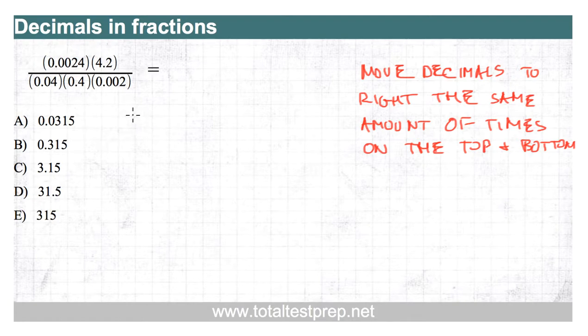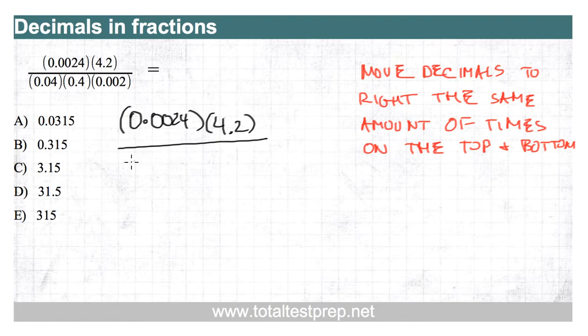What we have is 0.0024 times 4.2 divided by 0.04 times 0.4 times 0.002. So we have decimals in this fraction. We want to get rid of them. Let's start with the top.